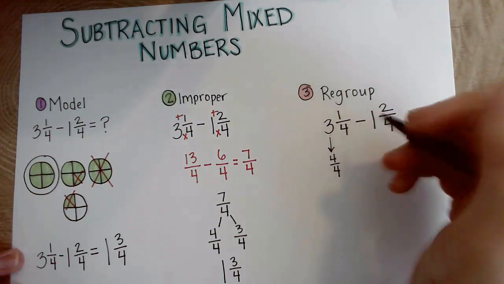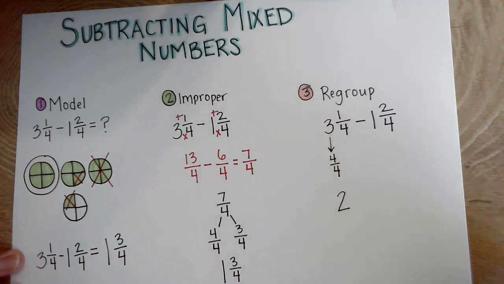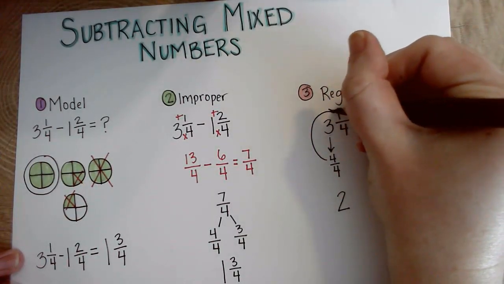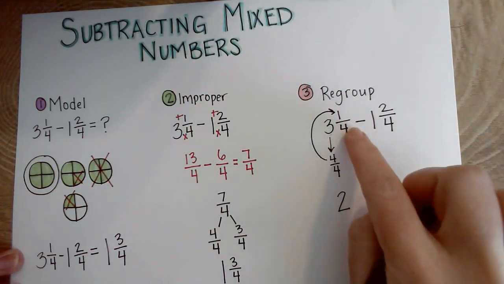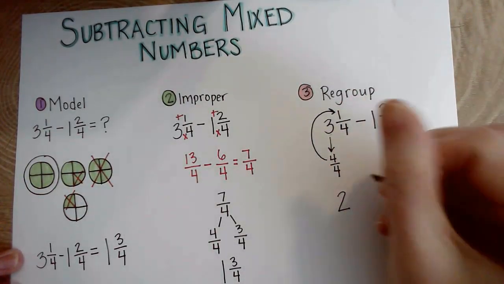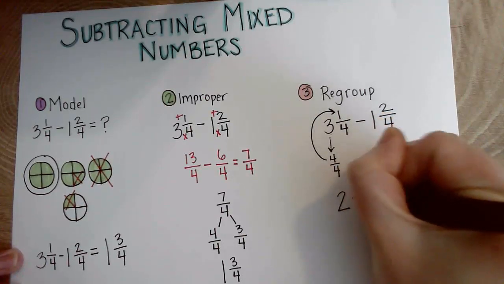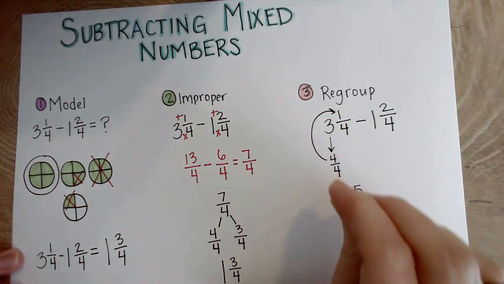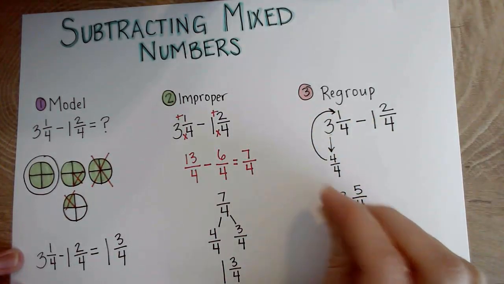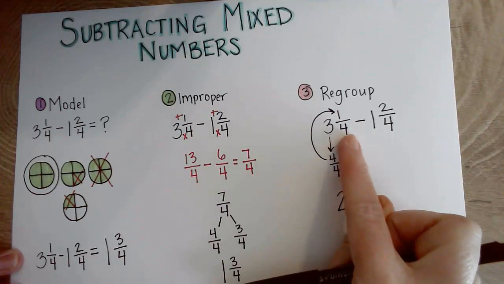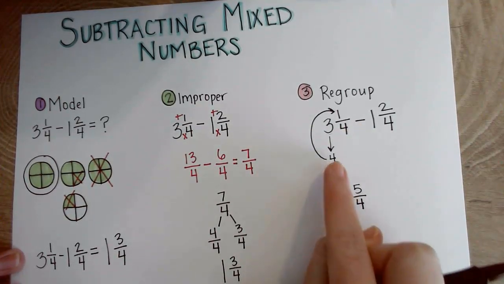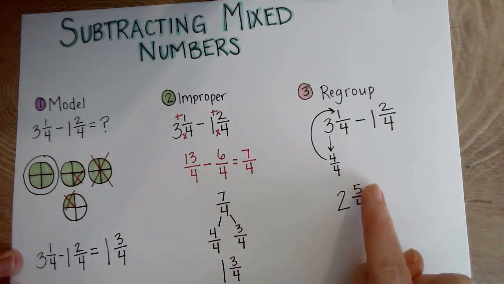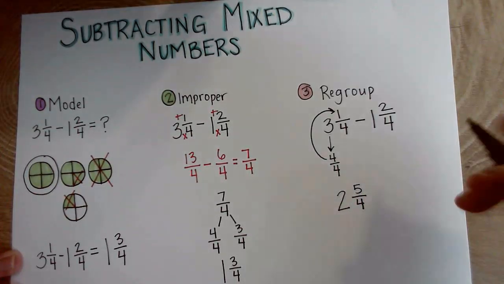So instead of 3, I'm taking 1 away. And now that 3 turns into a 2, and I'm adding this up here. So now instead of 1/4, I'm adding 4 pieces to that, and it turns into 5 over 4. Again, all I did is I took 1 whole away from my 3 and added it to my fraction. So my 3 turns into a 2, and that 1 whole that I took out, I'm adding it to my numerator. So now instead of 1/4, I have 5 over 4.